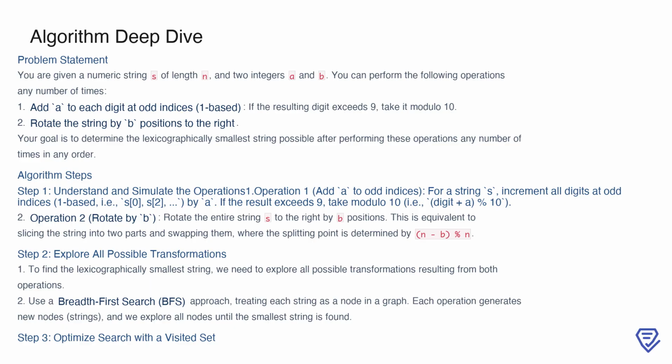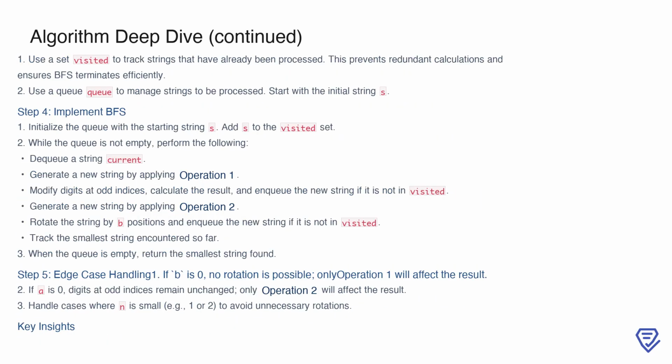can be simulated efficiently. To efficiently search for the smallest string, we use a breadth-first search, or BFS, strategy. First, we initialize a queue with the original string S, which represents the starting point. At the same time, we create a visited set to keep track of all strings we have already processed. This prevents redundant computation and ensures the BFS terminates efficiently.